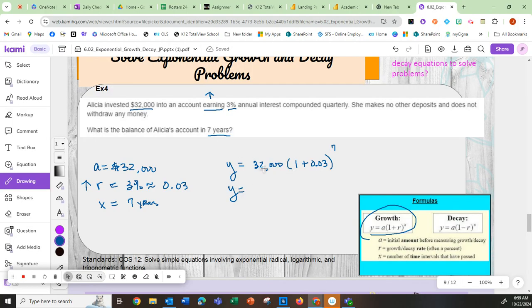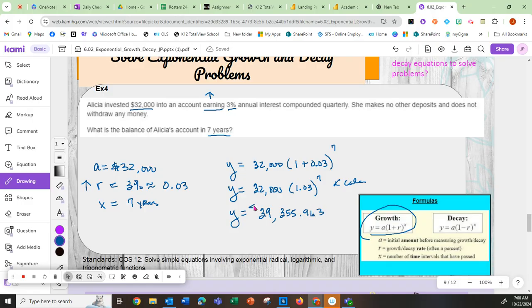You probably can plug this line in your calculator. I like to go ahead and simplify because I can do that without my calculator, and then this is what I usually put in my calculator. When I put all this in my calculator, I get 39,355.963.